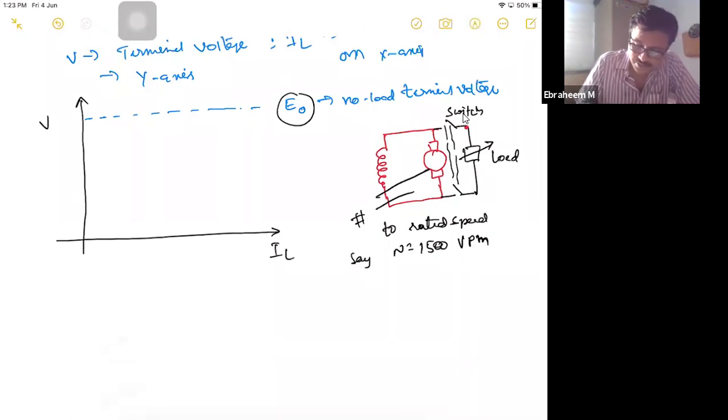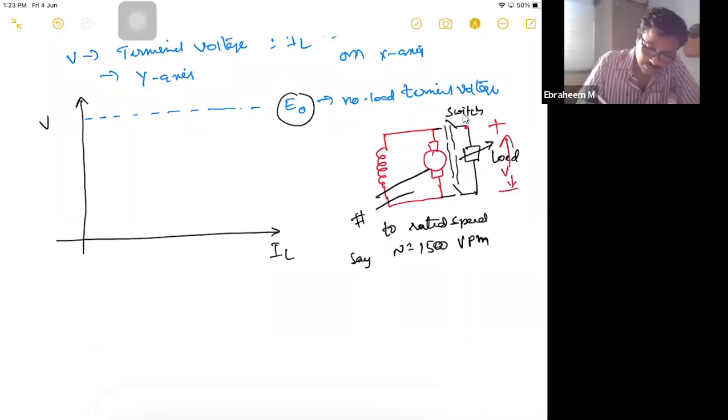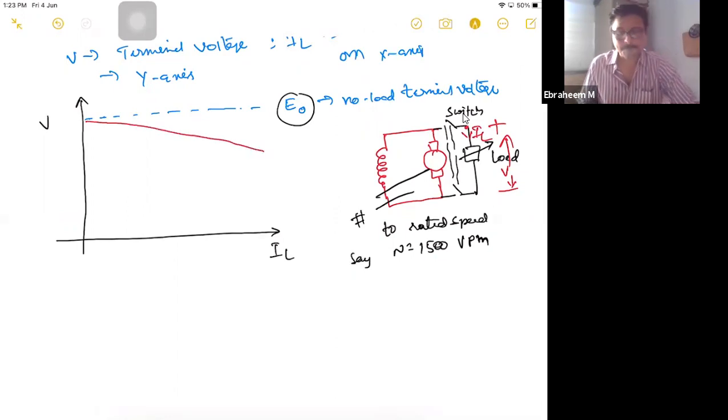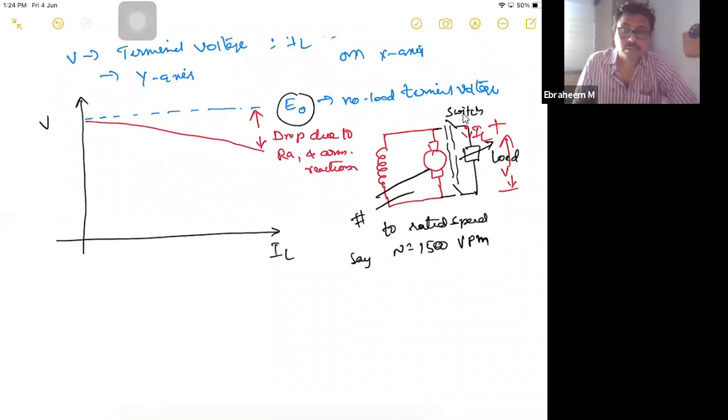The terminal voltage, how is it going to change? This is the voltage V, and this is IL. So for a shunt generator, this voltage will slowly decrease like this, because this is the no-load voltage. This is the drop due to RA and armature reaction. Okay, clear? Previously there is a very small amount of current before closing the switch.